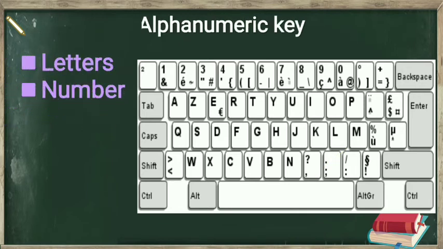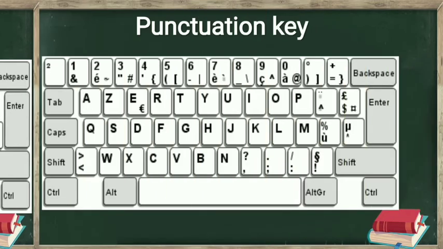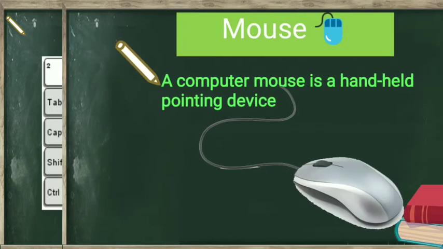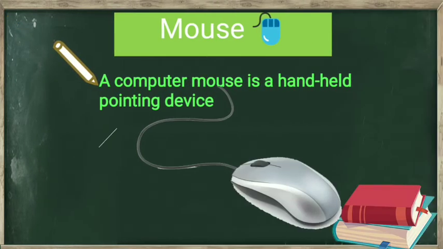Okay, then alphanumeric key means the keys for letters and numbers are alphanumeric keys. Then the next one is keys for comma and semicolon, etc., that are punctuation keys. Next input device is mouse. Mouse is also a very commonly used input device. It is used to point things on the monitor.